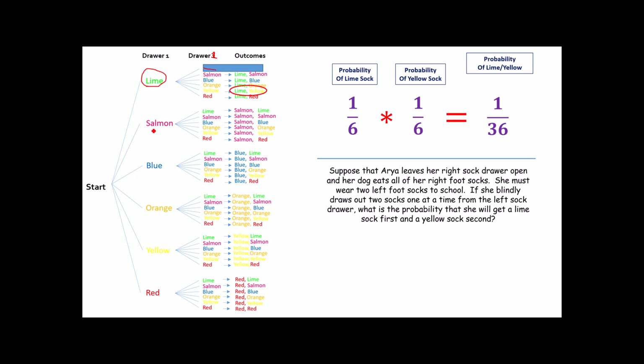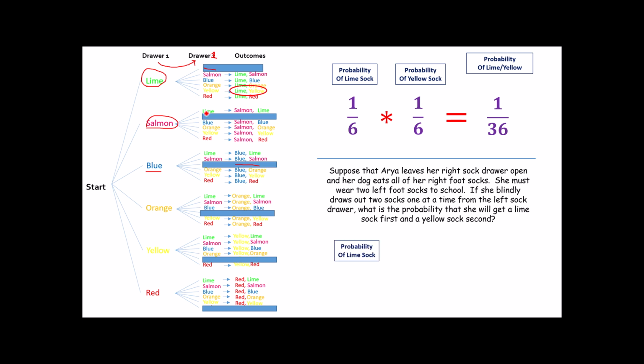The same thing happens down here if she draws a salmon sock first, because now she still has a lime sock in the drawer, but she no longer has a salmon sock in the drawer. It's impossible for her to get salmon, salmon. Same thing here. It's impossible for her to get blue and blue because once she's drawn out the blue sock, she's changed what's still in the drawer. Same thing with orange, orange. Same thing with yellow, yellow. Same thing with red, red. We have changed what's in the drawer between the first draw and the second.